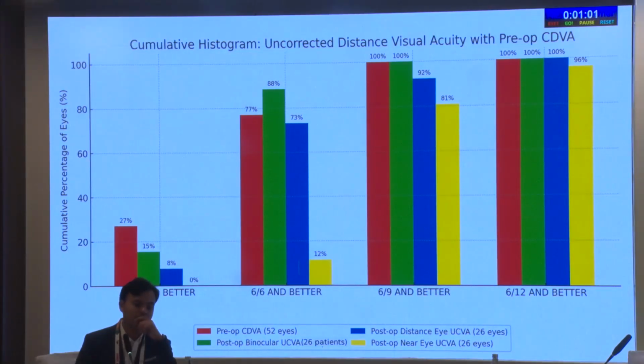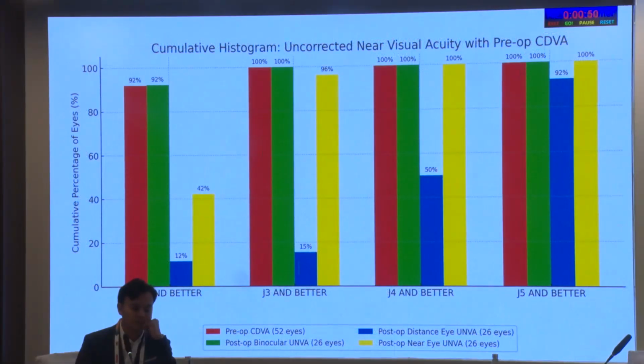So it tells you that even the near eyes were 6-9 or better in 81% of eyes. So the near eyes also, because of the depth of focus, were not bad for distance. Similarly, if you look at the uncorrected near vision, the green bar, it tells you 100% of eyes were J3 or better. And the blue bar is the distance eyes, it tells you 92% of eyes were J5 or better. So again, the same concept, that even for near vision, the distance eyes are not bad.